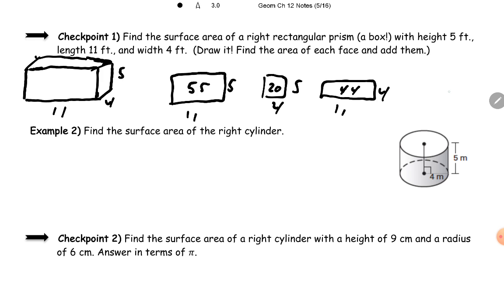Since there's two of them, 2 times 55 plus 2 times 20 plus 2 times 44 will give us our area. Or we could have added them together and then multiplied by 2. But we'll get 238 square feet.